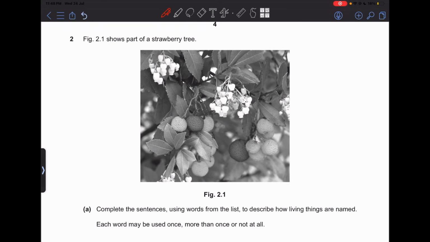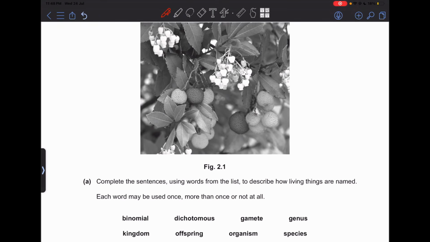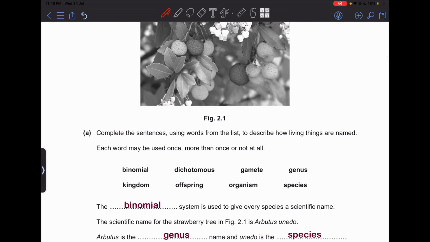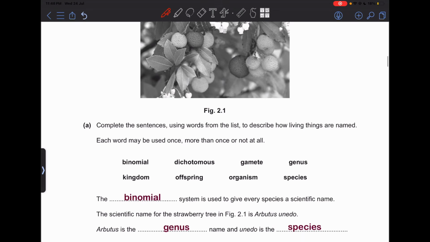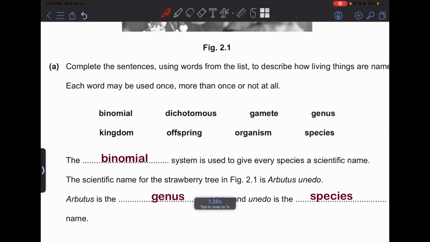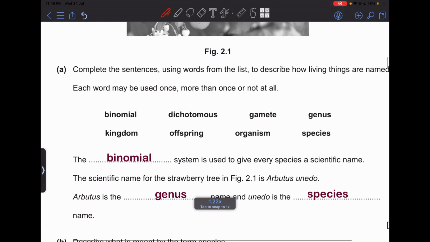Question 2 says figure 2.1 shows part of a strawberry tree. Complete the sentences using words from the list to describe how living things are named. Each word may be used once, more than once, or not at all. So first of all, the binomial system is used to give every species a scientific name. Of course, we know this from chapter 1 or 2, that the binomial system is the system which names things.